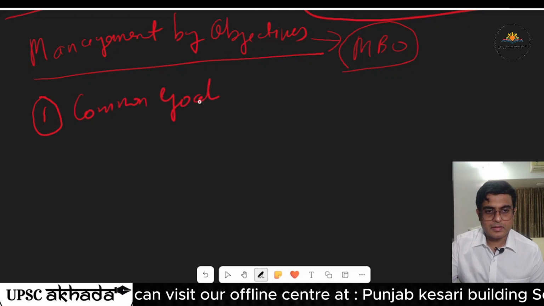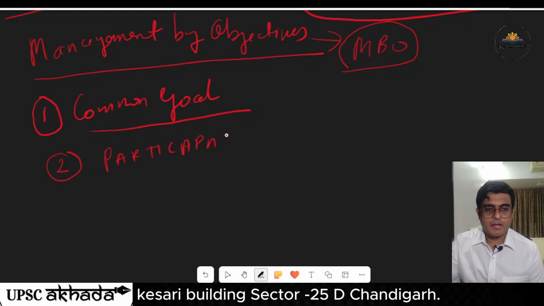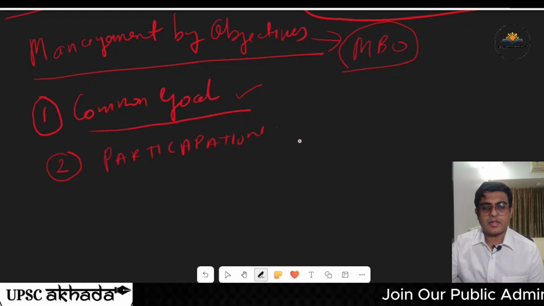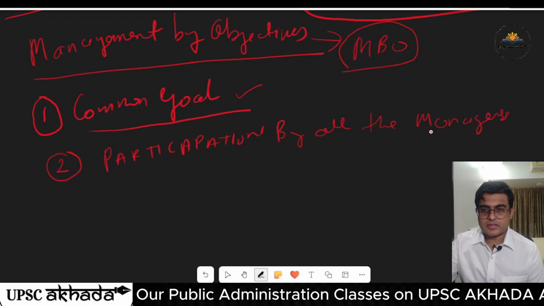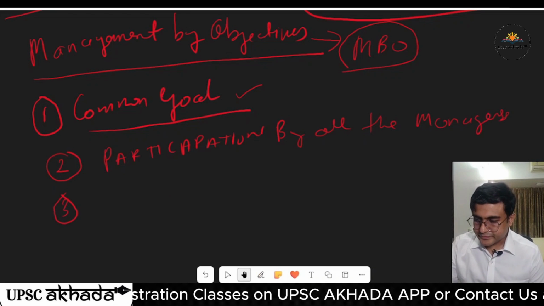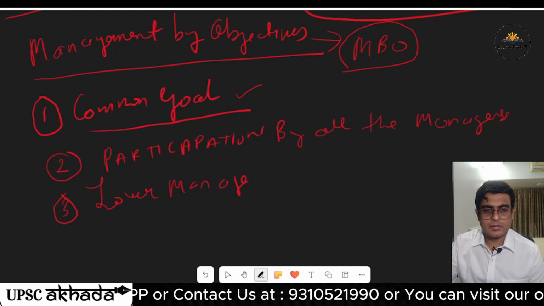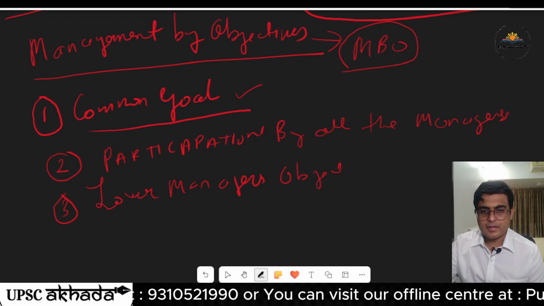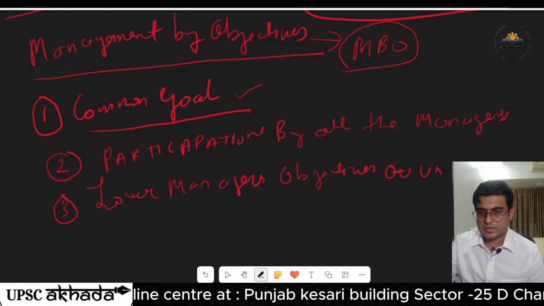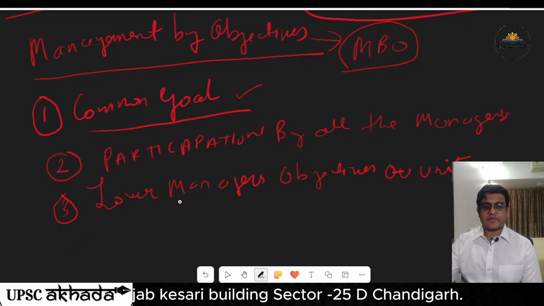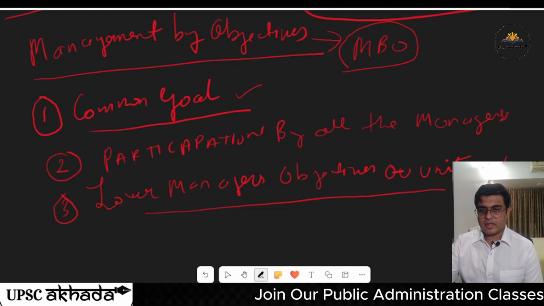Common goal should be there, and there should be participation by all the managers in framing this common goal. Thirdly, even the lower level managers should formulate objectives for their own unit. When the lower level managers formulate objectives for their own unit, they should get them approved by the higher managers.